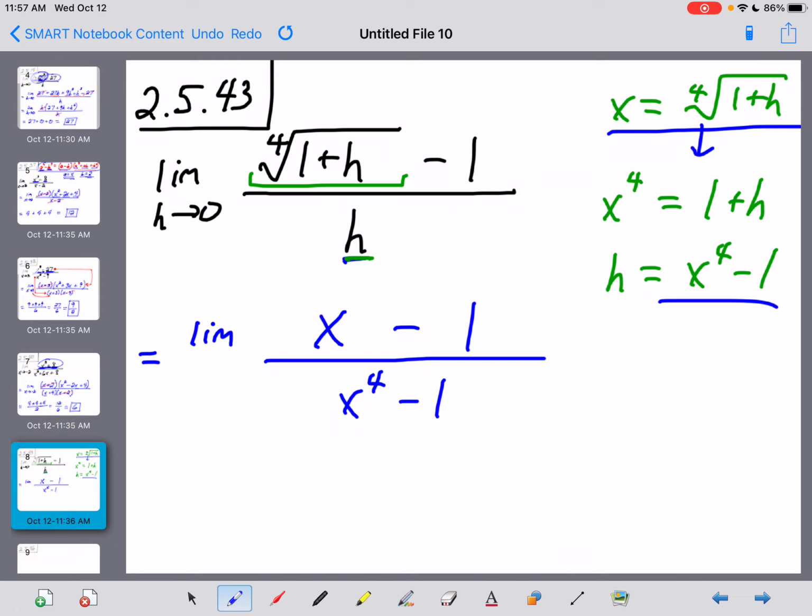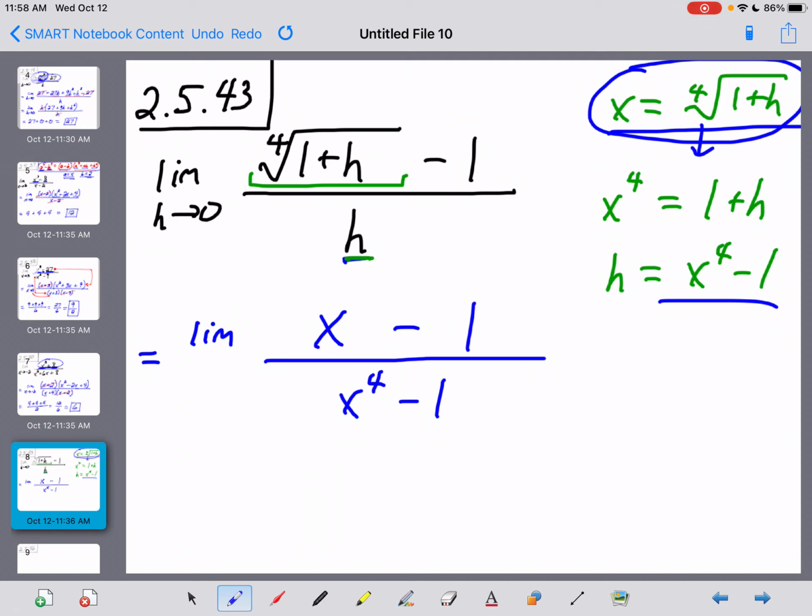The only thing we still have to consider now is what's going on there, guys, with a limit as h approaches 0. So what I would probably do is focus on turning that h value into an x value according to this definition right here.